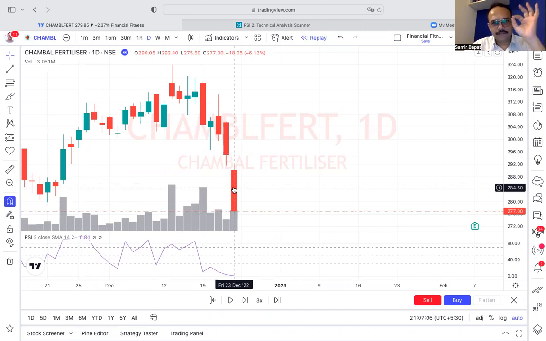So the RSI 2 value has gone below 1. The value itself has gone below 1. Here is where we get ready for our trade.